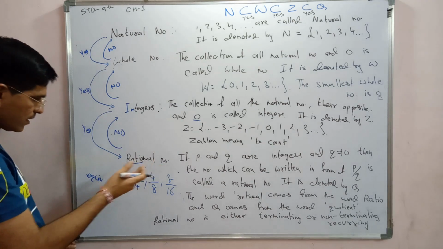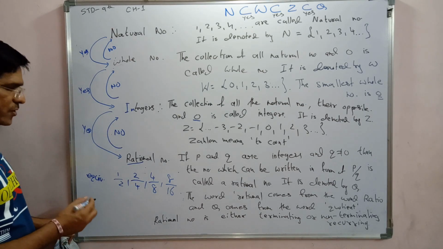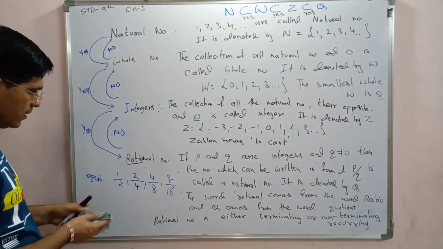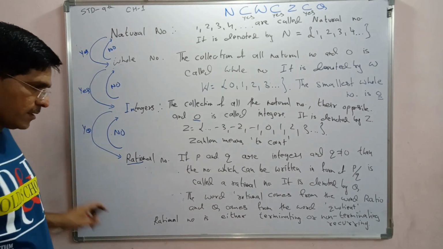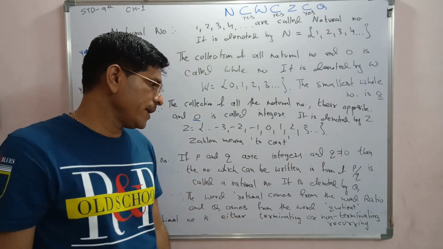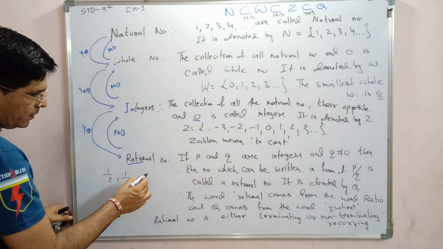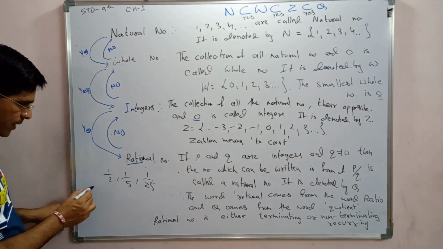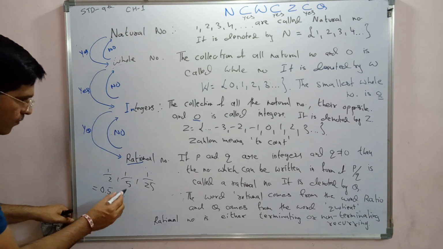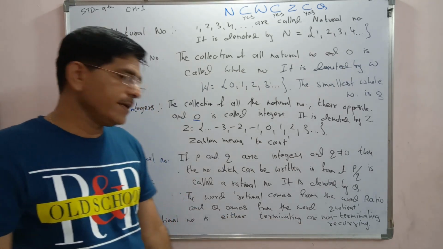Now we go further with rational numbers, namely equivalent rational numbers. In rational numbers we can go further with what are called equivalent rational numbers. So 1 by 2, 2 by 4, 4 by 8, 8 by 16, we can say these are equivalent rational numbers. Another thing is that a rational number is either terminating or non-terminating recurring. So we can write 1 by 2, 1 by 5, 1 by 25. These are all called terminating numbers. Why? Because if we divide, we get the answer in decimal form.